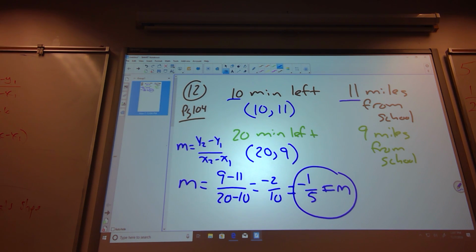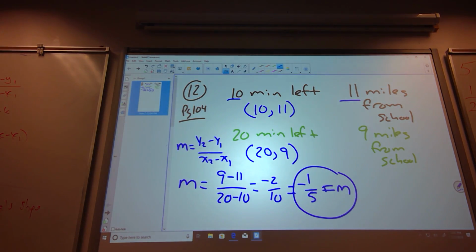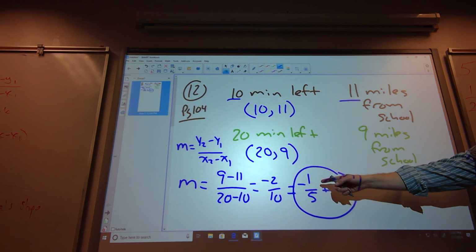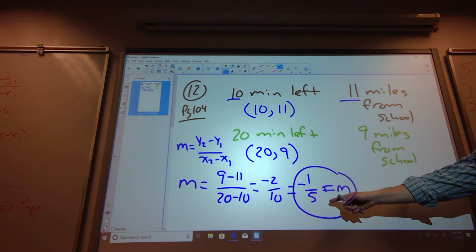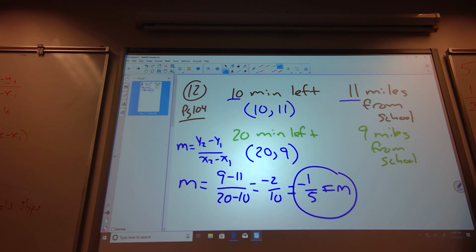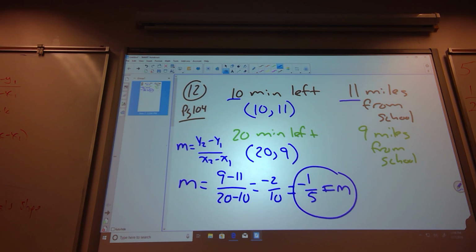The y value on top goes with what units? Minutes or miles? Miles. So he gets 1 mile closer to his school every 5 minutes. Make sense? Wait, it says 1 over 5. Right. Yeah. So he gets 1 mile closer to his school every 5 minutes.